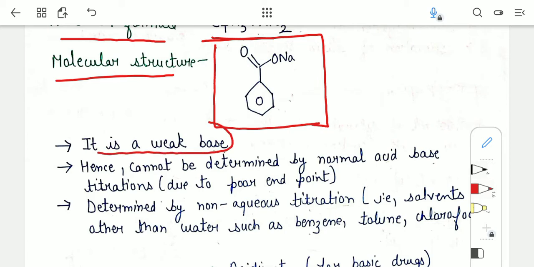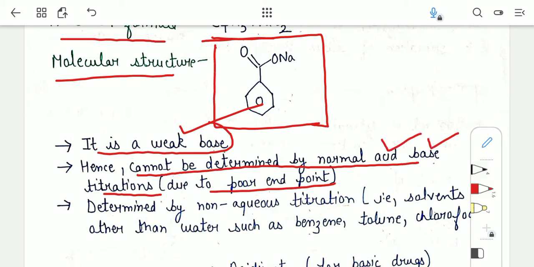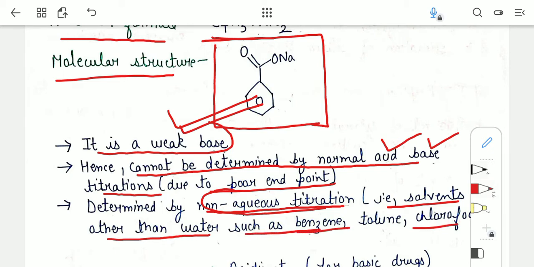a weak base, it cannot be determined by normal acid base titrations, because weak acids and weak bases give a poor endpoint when they are titrated with acid base titration. That is why we use non-aqueous titrations. So this sample, sodium benzoate, is determined by non-aqueous titrations. These are those titrations in which solvents other than water are used, such as chloroform, benzene and toluene.